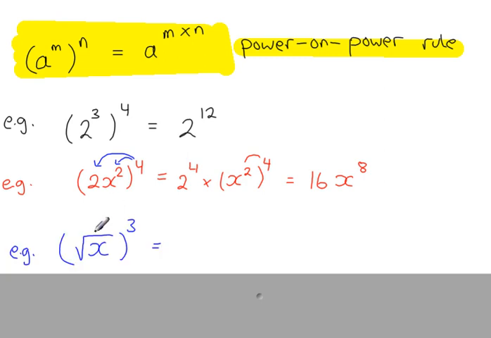This is in surd form, so we have root x, and root x is just x to the power of a half. So this is the part inside the brackets, and then it's all to the power of 3. So removing the brackets, so multiply the powers together, and a whole number times a fraction. The whole number only multiplies with the numerator. So I've got x to the power of 3 over 2.